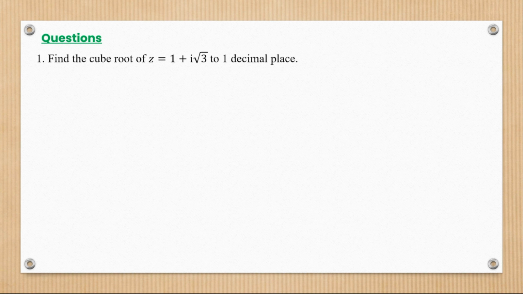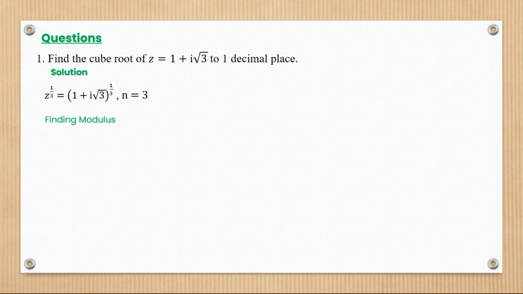So question number 1, we're being asked to find the cube root of z equals 1 plus i root 3 to 1 decimal place. So how do we solve this? The cube root can be stated this way: z to the power 1 over 3, which means on the other side we have (1 plus i root 3) to the power 1 over 3. Because we are being asked to find the cube root, remember z to the power 1 over n, we can see that the n value is going to be equal to 3. So it's important to note what the n value is.